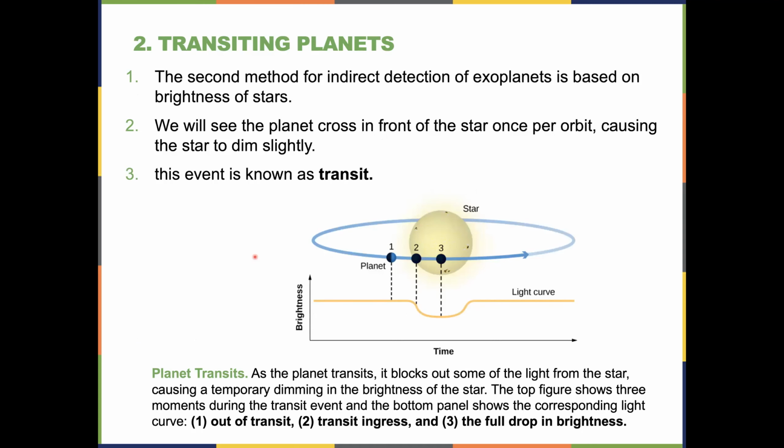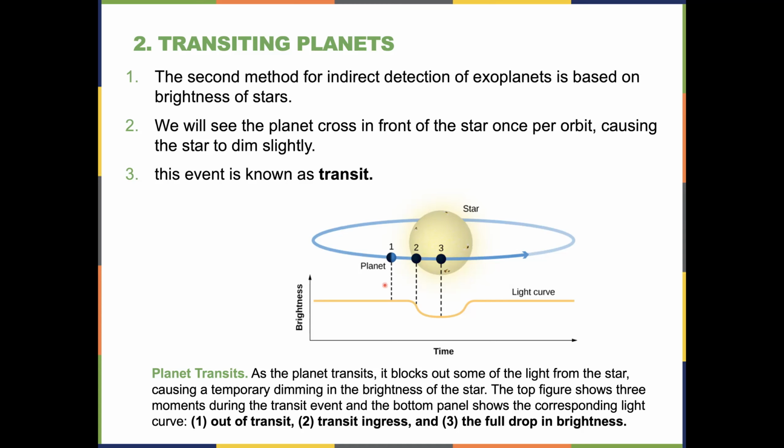The other method is about transiting planets. That is very similar to what we talked about under eclipsing binaries. As you can see in this diagram, you have a star at the center, and then there is a planet going around that star.